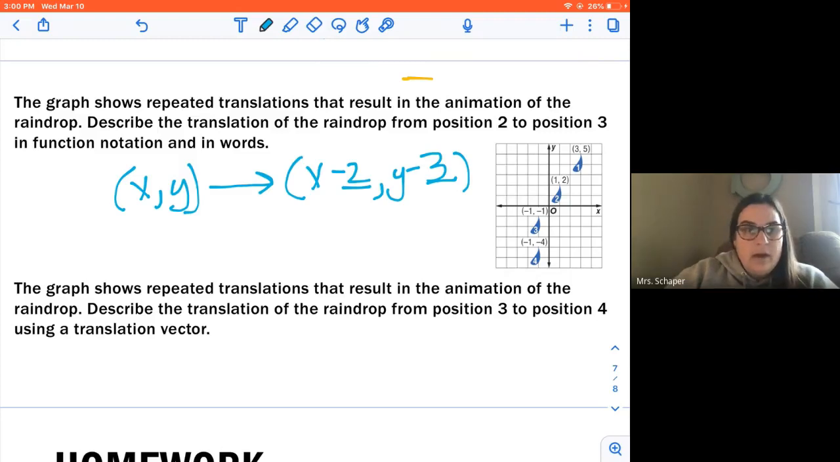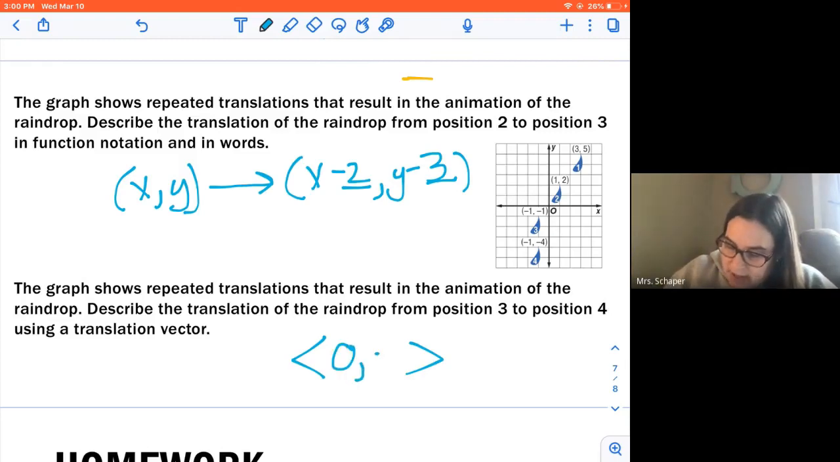Now the graph also shows the translation of the raindrop from position 3 to position 4. Describe it using a translation vector. So here we go, we're going to put it in component form. From 3 to 4, the x stays the same, and the y goes down 3. So that's how much it's going to move.